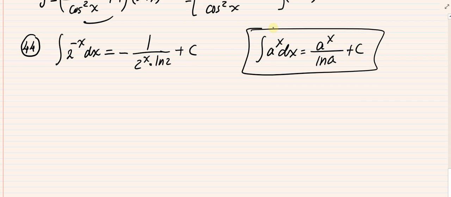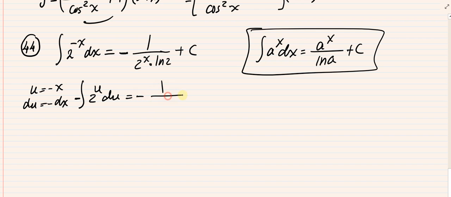Okay. Now, of course, for this one, you can make a u substitution. That's where I got the negative from. If I let u be negative x, du is negative dx. So the integral becomes 2 to u, there's negative of du. So the answer is going to be negative 1 over 2 to u times ln of 2 plus a constant.